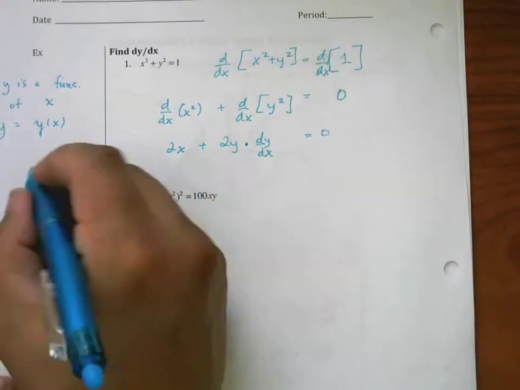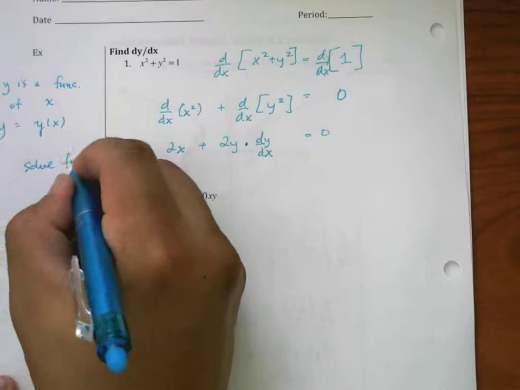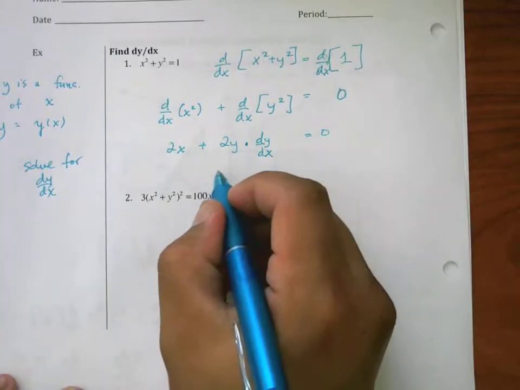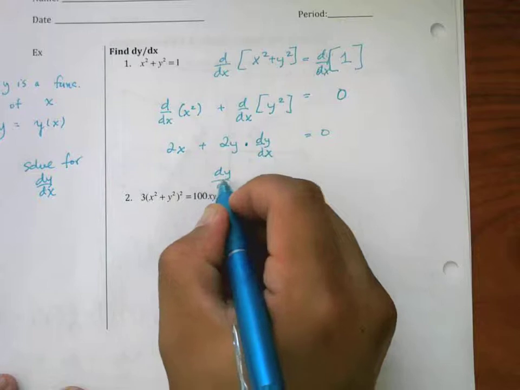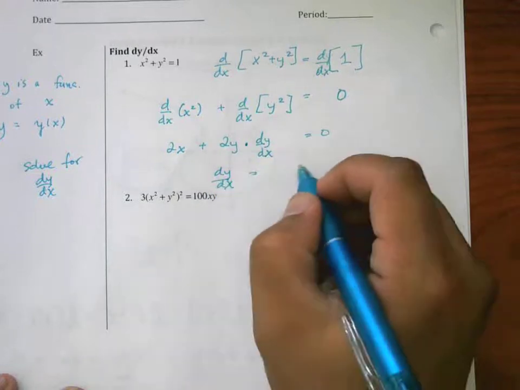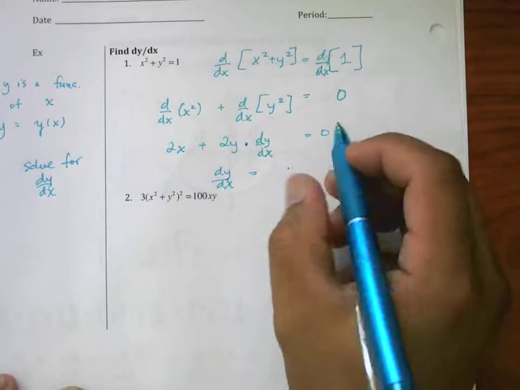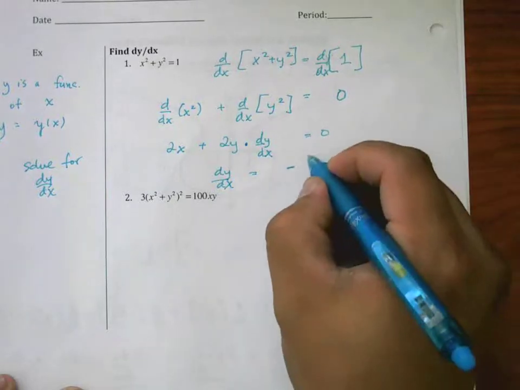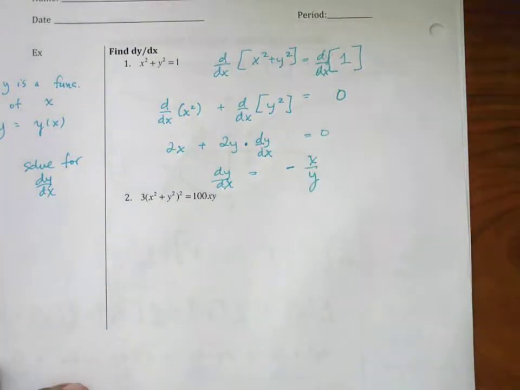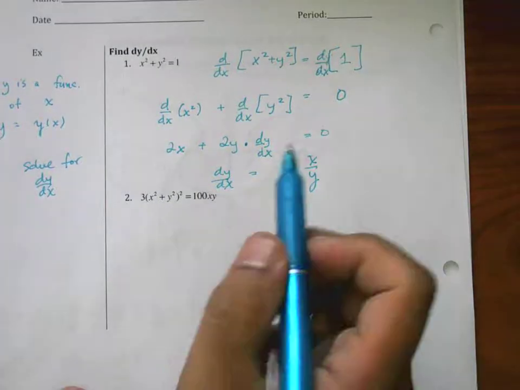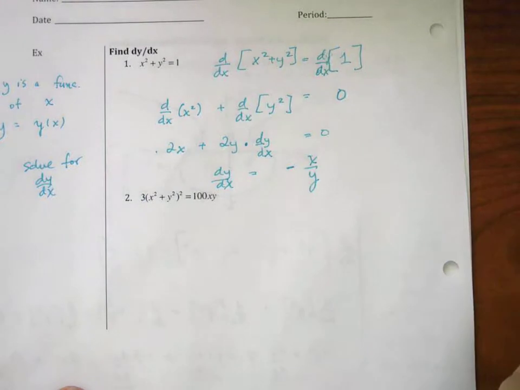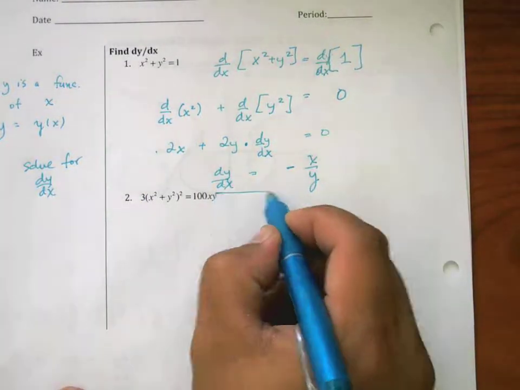Okay, and then we're going to solve for dy dx. So solving for that, we get dy dx is really equal to negative x over y. Okay, negative x over y. So subtract 2x from both sides and then divide both sides by 2y. Okay, so here is the final solution.